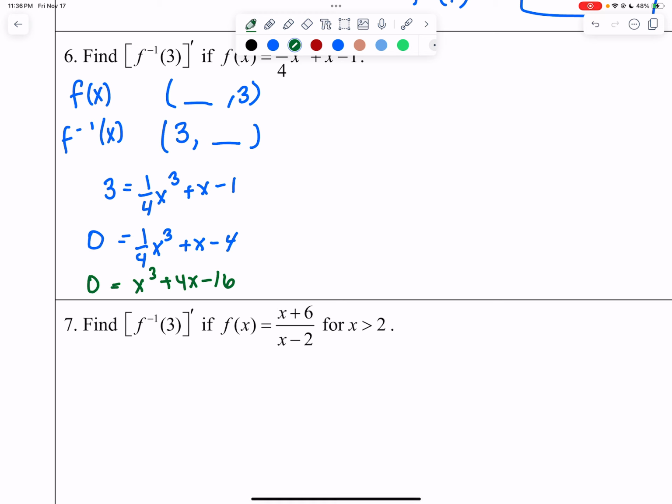All right. Now, this is going to be a little bit harder because 16 has multiple factors. Using the rational root theorem, that's going to be plus or minus 1, plus or minus 2, plus or minus 4, plus or minus 8, and then plus or minus 16. That's 10 choices, and that's a lot. So hopefully you can guess and check pretty well. And if you do, x is 2.